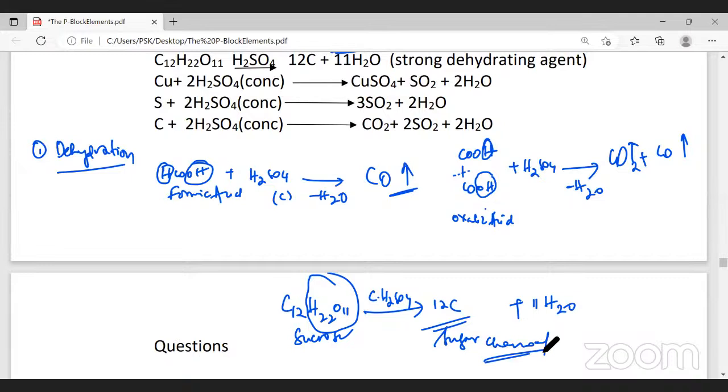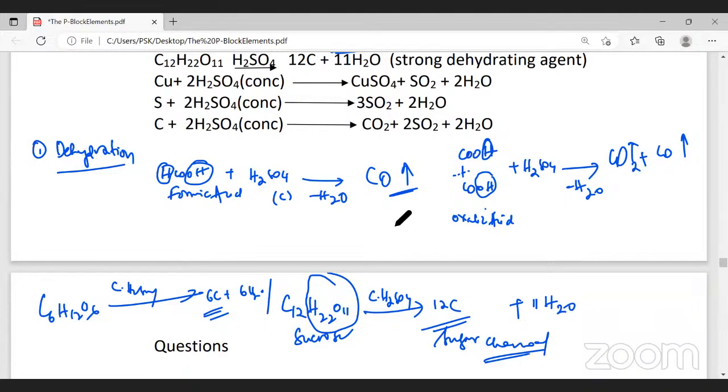Sugar charcoal. Similarly, the same thing happens with glucose also. Glucose is C6H12O6. When glucose is treated with concentrated sulfuric acid, you get carbon and 6 moles of water. So you get carbon black, also called sugar charcoal. This is the property of dehydration. So two properties we learned: acidic nature, and the property called dehydration.